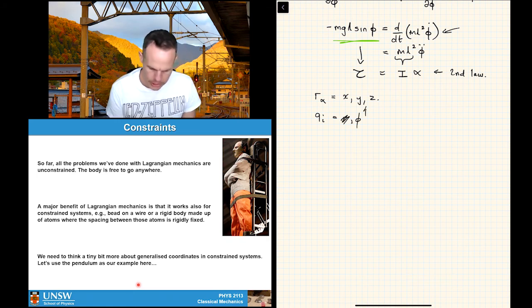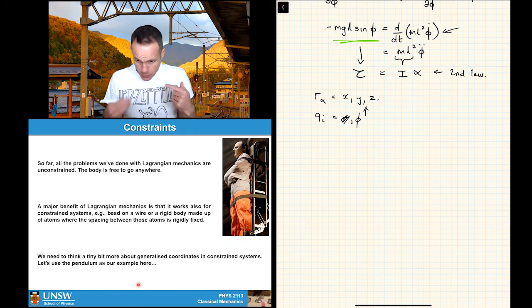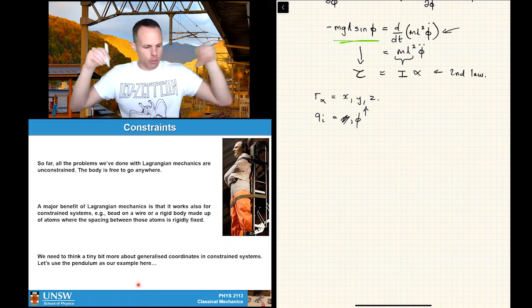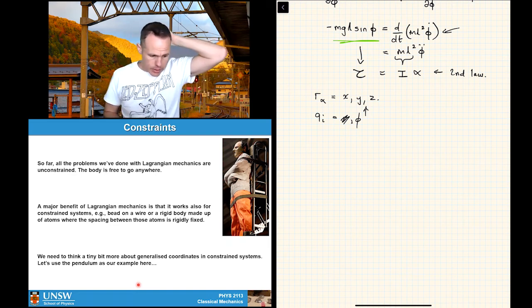And we can go interchangeably between these two things. And we did that in this particular problem. We went from x, y, and z to polar coordinates and back. And you can switch between these and make the problem equivalent. And you can deal with constraints in this way as well.